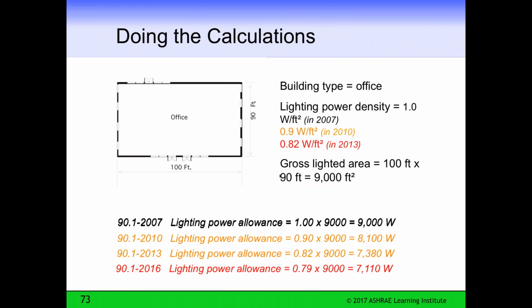Okay, so doing the calculations, here we have a very simple space, a one-story office building, 100 feet by 90 feet, 9,000 square feet. The lighting power density in 2007 was 1 watt a square foot, 2010, 0.9, 2013, 0.82, 2016, 0.79.